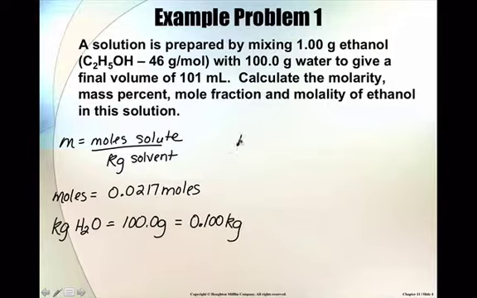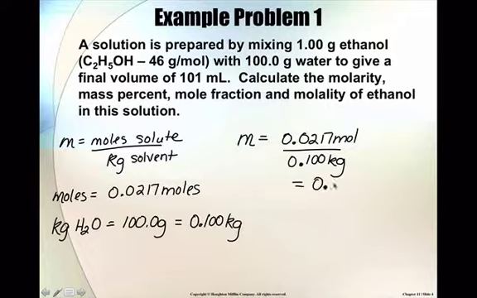So then I just plug in to the molality equation, 0.0217 moles divided by my kilograms, and I end up with 0.217. This time I label it little m, which if we were reading it, we would say that this is 0.217 molal. So molal and molar, little m, big M. Make sure you don't get them confused.